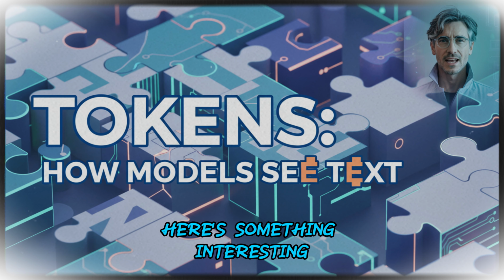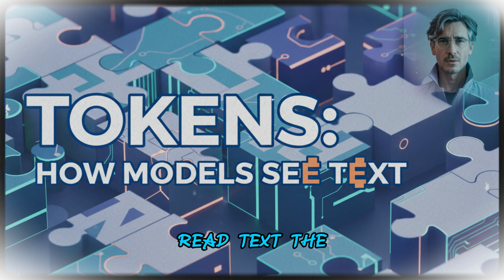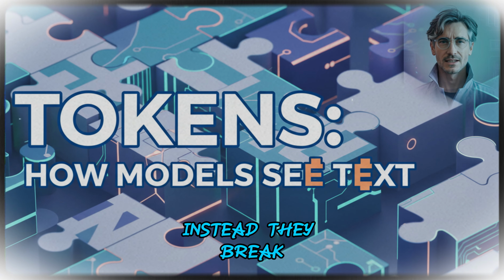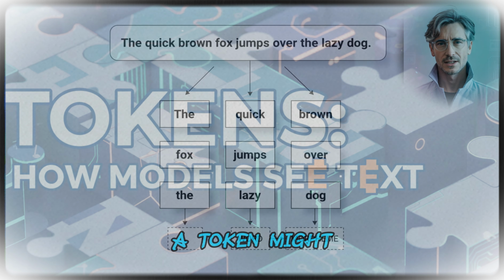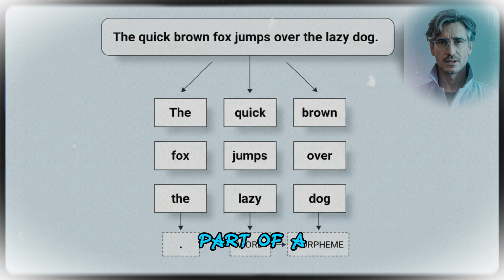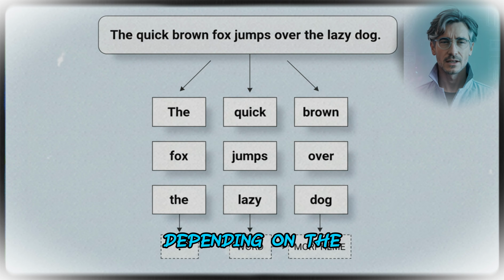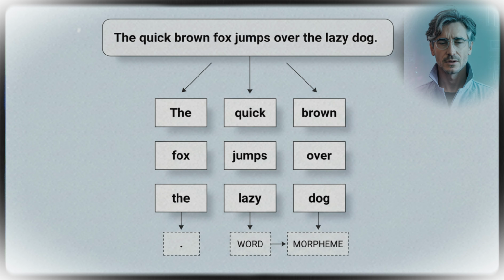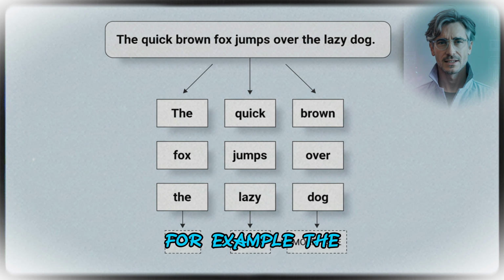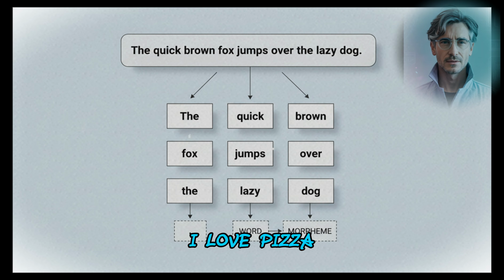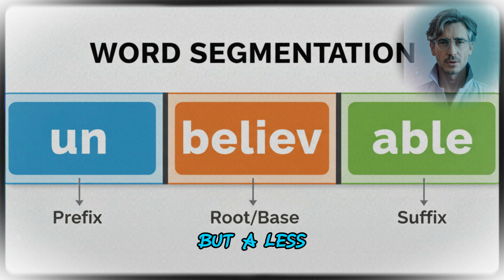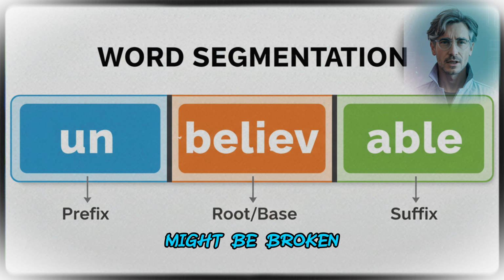Here's something interesting. LLMs don't actually read text the way you do. Instead, they break text into tokens. A token might be a word, part of a word, or even a single character depending on the specific model. For example, the sentence, "I love pizza," might be broken into 3 tokens: I, love, pizza. But a less common word like unbelievable might be broken into parts.